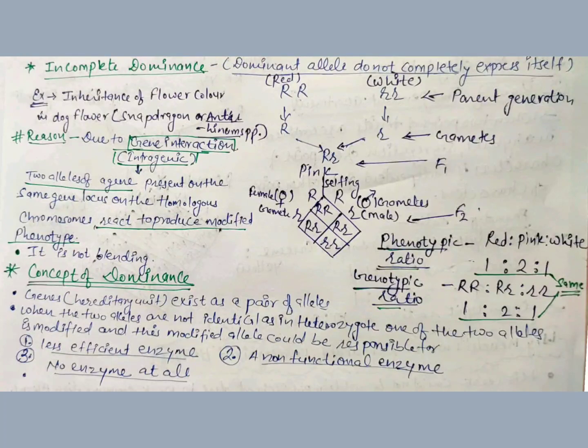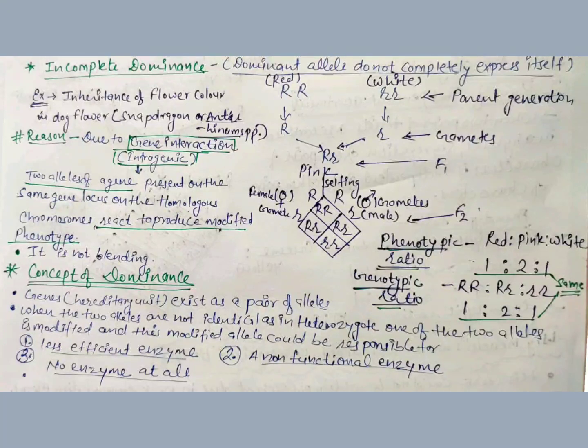The reason for this incomplete dominance is gene interaction, and gene interaction can be of two types, intragenic and intergenic. But in this case, intragenic gene interaction is the reason, where two alleles of a gene present on the same gene locus on the homologous chromosome influence each other, they interact with each other to produce the modified phenotype. Some other examples are multiple allelism and codominance.